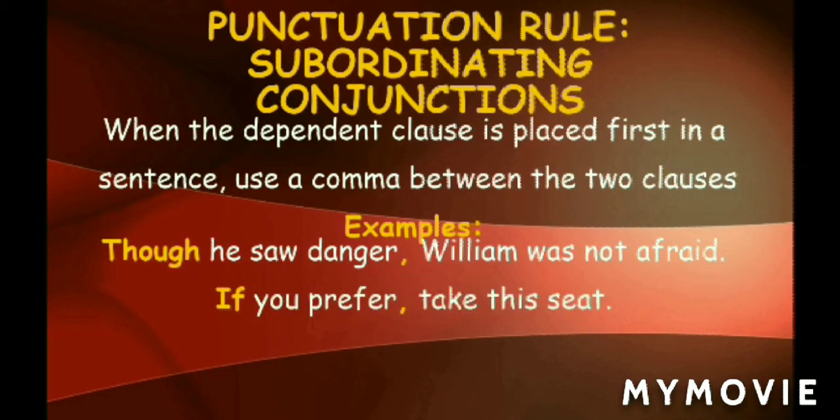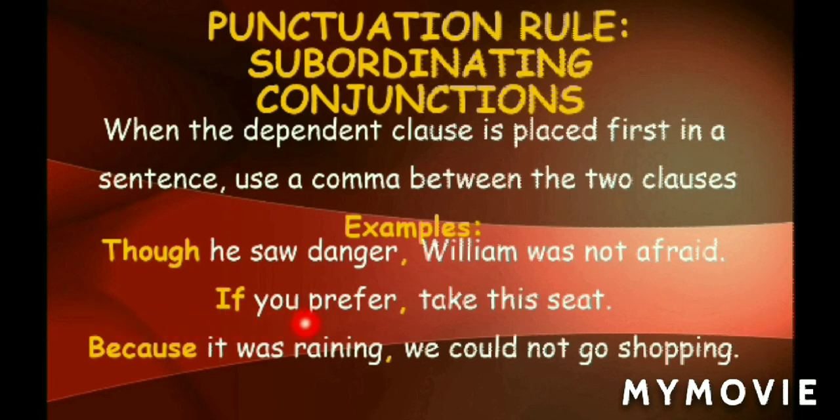Example number 2. If you prefer, take this seat. If you prefer is a dependent clause, that's why a comma is placed after that. Because it was raining, we could not go shopping. Because it was raining is a dependent clause, that's why we placed a comma here before the independent clause.